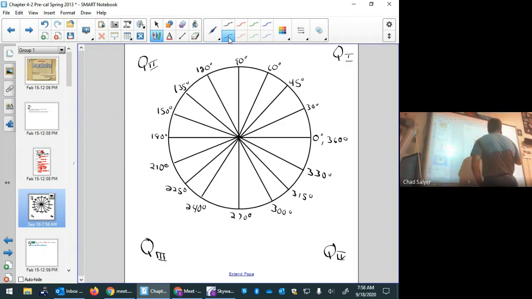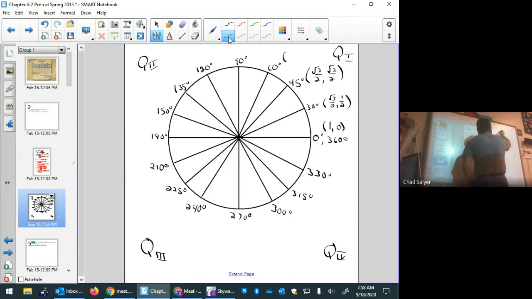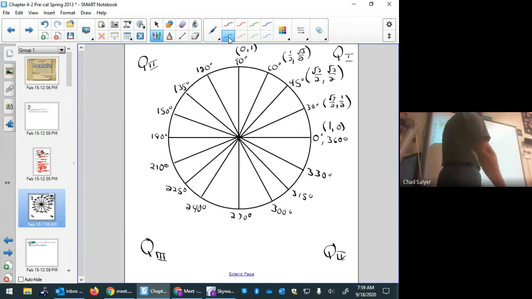Now we remember the points. We already found some of these points yesterday. 1, 0; square root of 3 over 2, comma 1/2; square root of 2 over 2, comma square root of 2 over 2; and then 1/2, comma radical 3 over 2; and then 0, comma 1. So those represent the corresponding points.